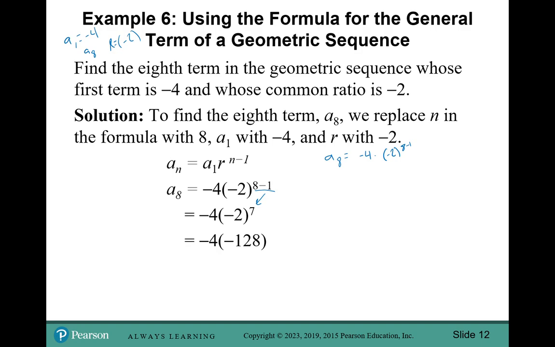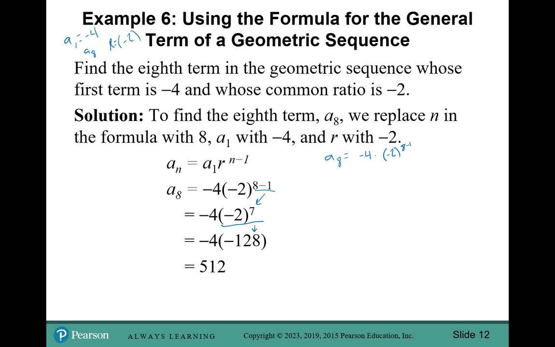-2 to the 7th. And remember, that negative is brought up to the 7th as well, but a negative brought up to an odd exponent stays negative. And 2 to the 7th is 128. So this piece right here reduces down to this. And we get -4 times -128, which actually gives us a positive number. So we get a positive 512 as our answer there. That will be our 8th term in our sequence.